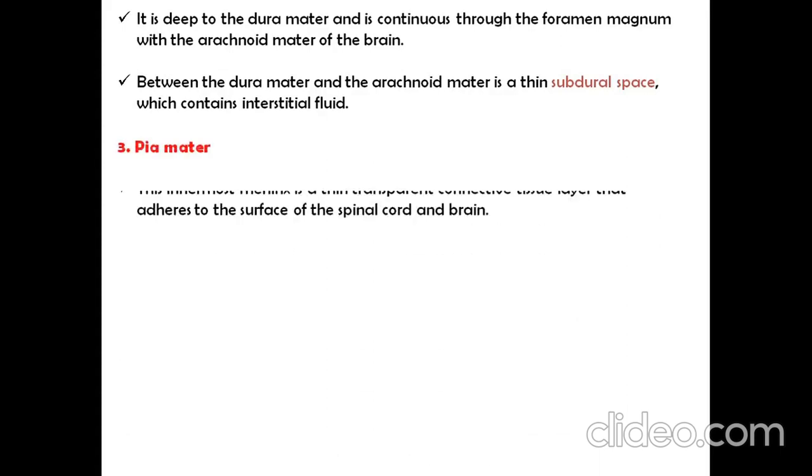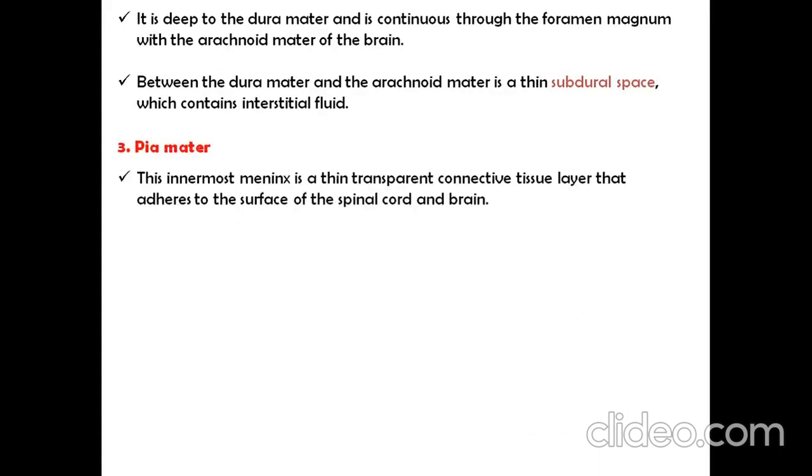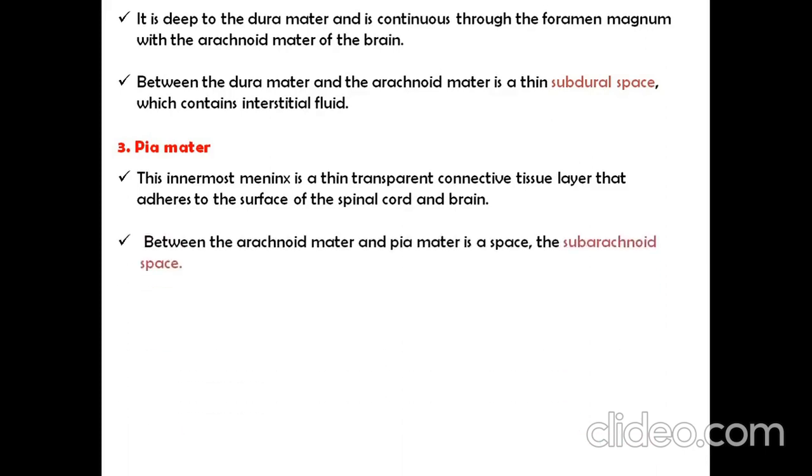Third one is the pia mater. This innermost meninx is a thin, transparent connective tissue layer that adheres to the surface of the spinal cord and the brain. Between the arachnoid mater and the pia mater is a space which is called the subarachnoid space.